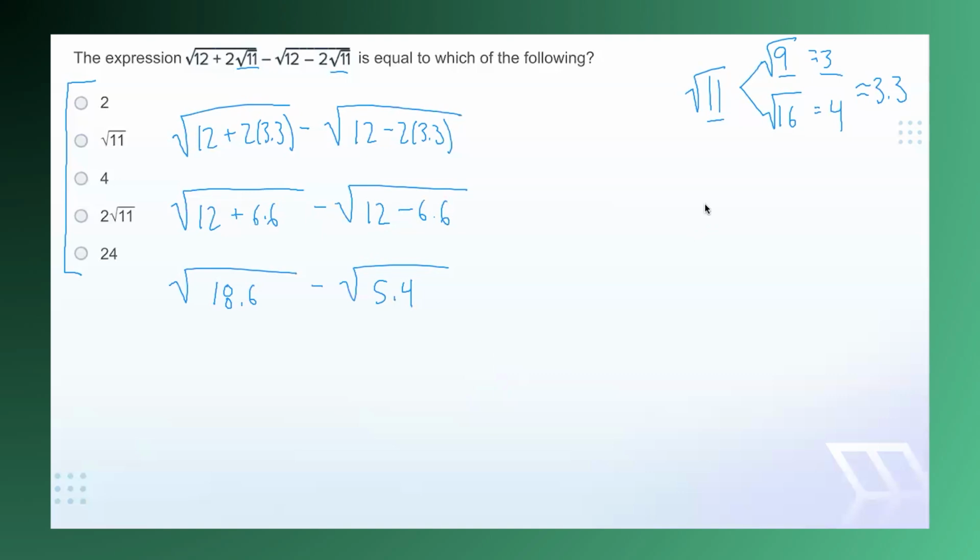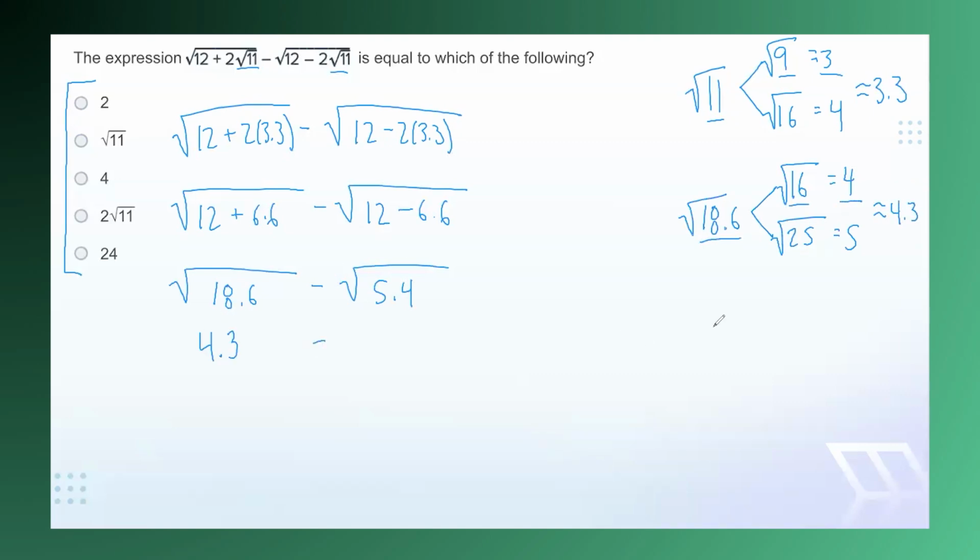Okay, time for more approximation. The closest perfect squares to 18.6 are going to be 16 and 25. So the closest integer square roots to the square root of 18.6 are going to be 4 and 5. Now, 18.6 is, again, quite a bit closer to 16 than it is to 25, so the square root of 18.6 is going to be closer to 4. I'm going to approximate this one at 4.3.